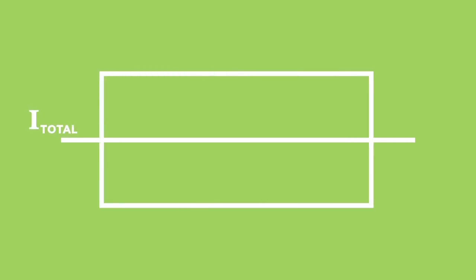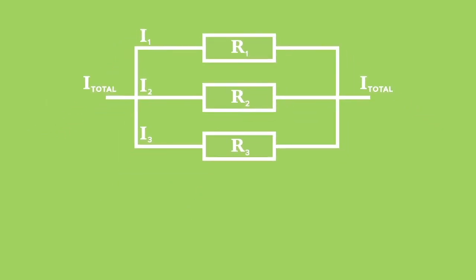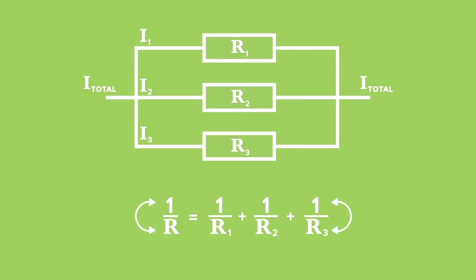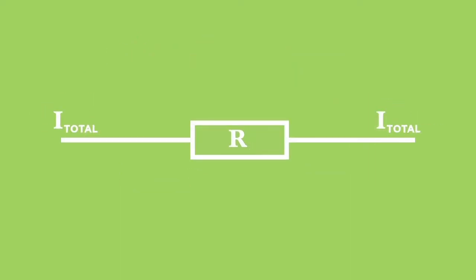Let's now look at resistors in parallel. To calculate the resistance in a parallel circuit, we use the equation 1 over R parallel is equal to 1 over each resistor that must be added. Once we have an answer, after working with the fractions, both sides are inverted to give us the value of an equivalent resistor. This is a resistor that can take the place of the other resistors.